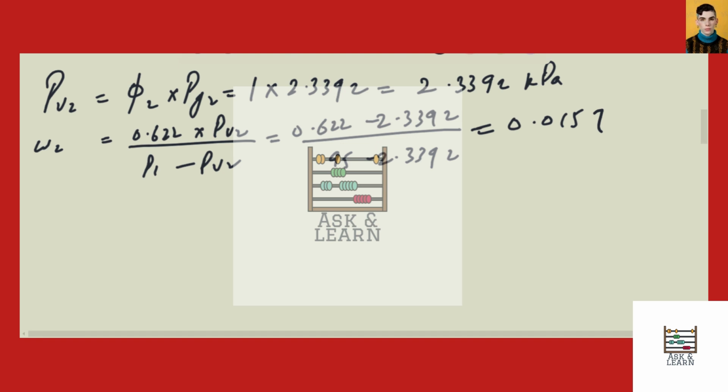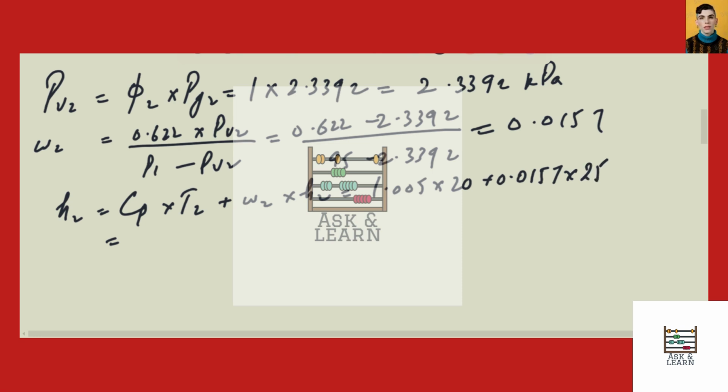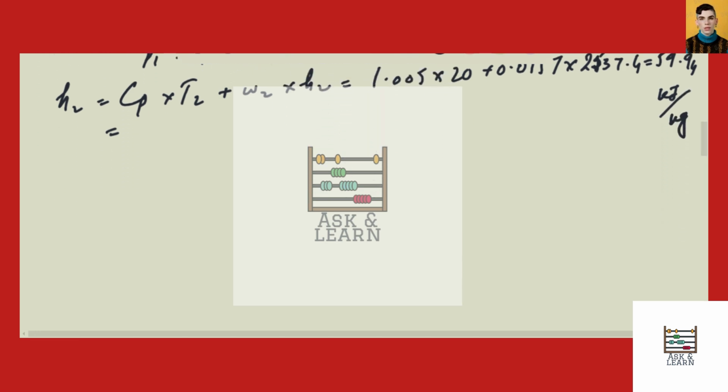So next we can use the absolute humidity W2 to calculate the enthalpy H2, and we can also calculate the specific volume. So H2 is equal to Cp into T2 plus W2 into Hg2, that is equal to 1.005 multiplied by 20 plus 0.0157 multiplied by 2530, which is 37.4, and H2 is equal to 59.94 kilojoules per kg.